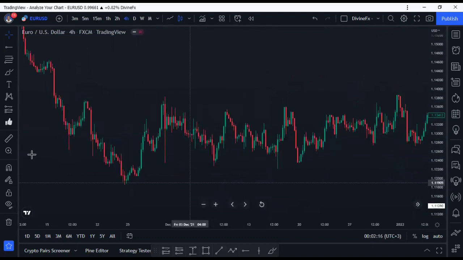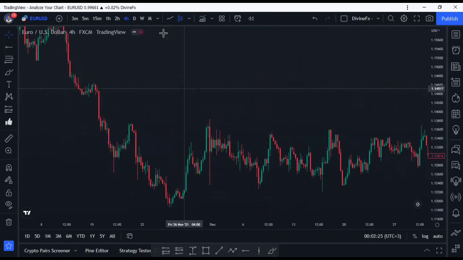To see these invalidation points more clearly, you may change your chart to a line chart, because we are using the actual prices, not the wicks. We are not considering the wicks at all. We are using this line chart.